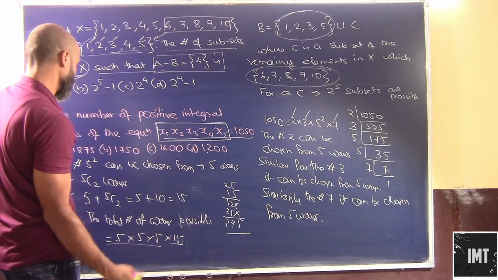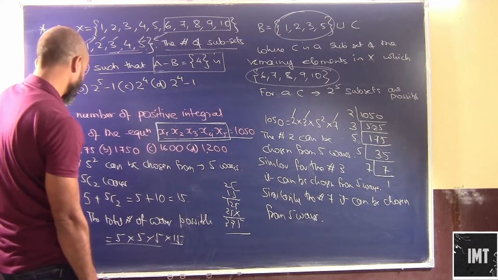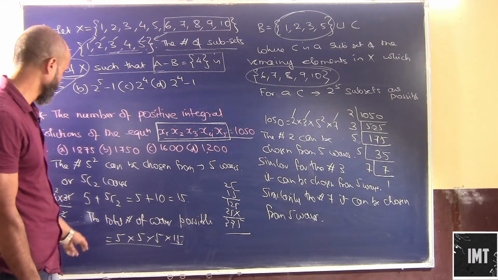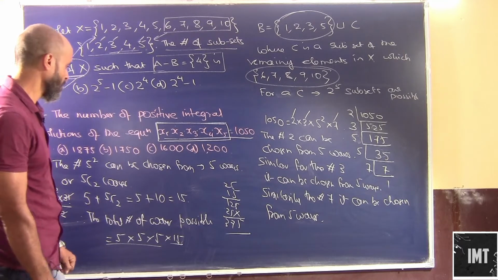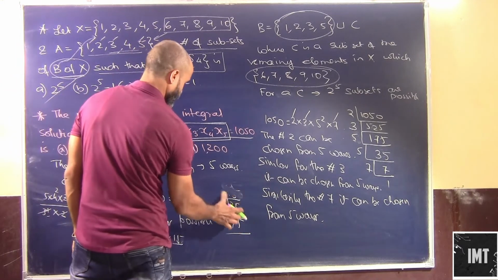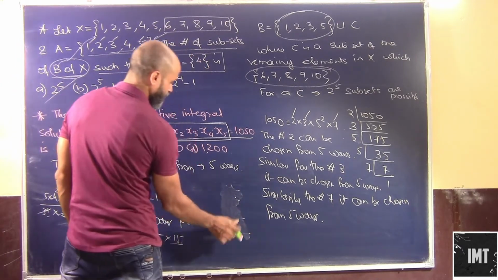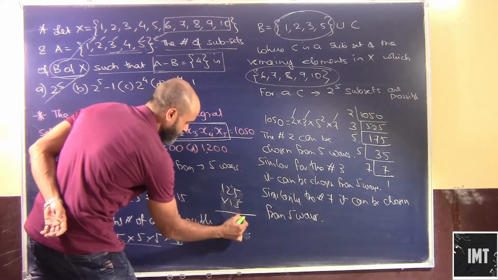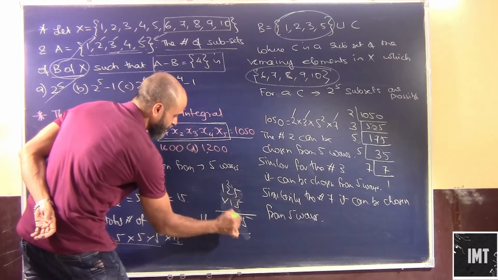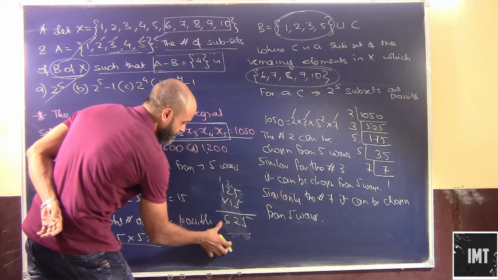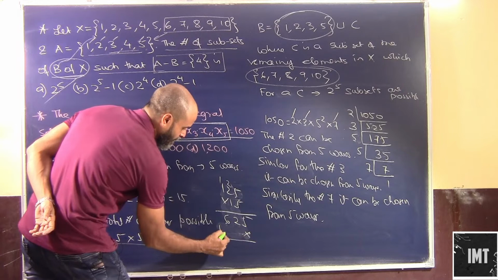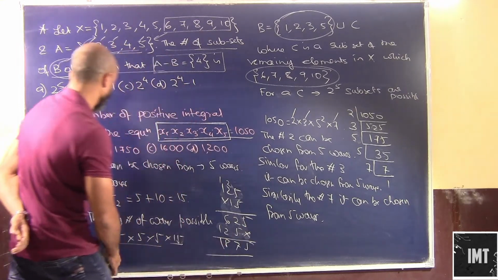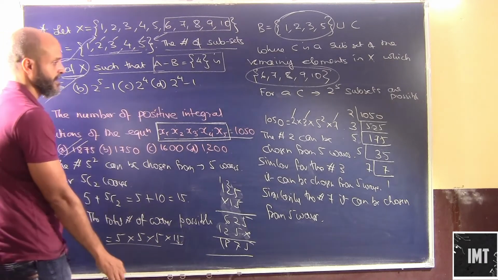Do we have an answer here? No, we don't have an answer here. Why don't we have an answer here? 5 into 5 into 5 into 15. Oh, this will be 125. Sorry, this will be 125 into 15. So that's going to be 1875. Yes, we have an option here, 1875.